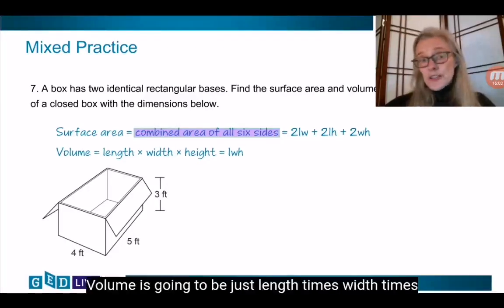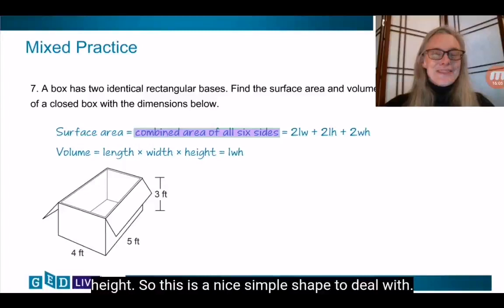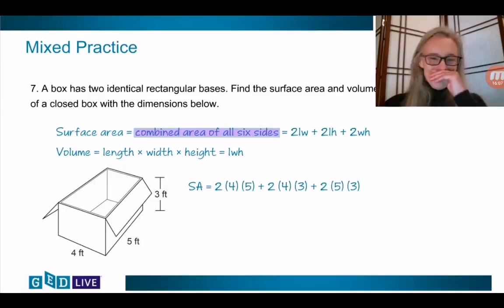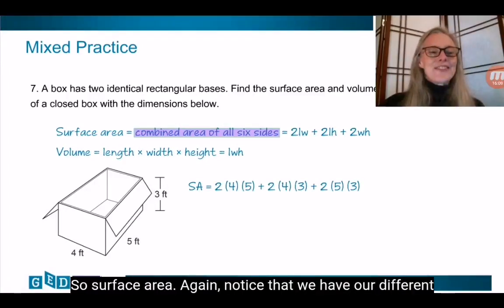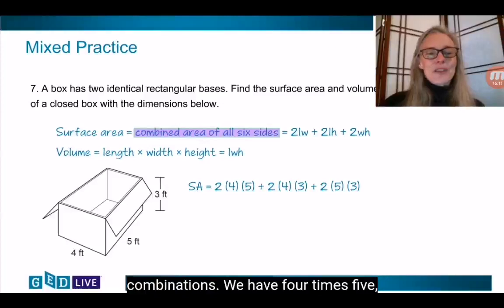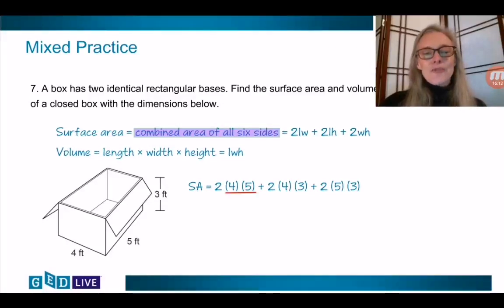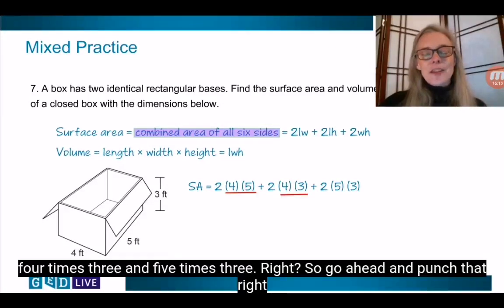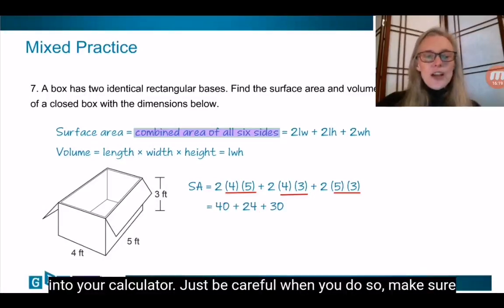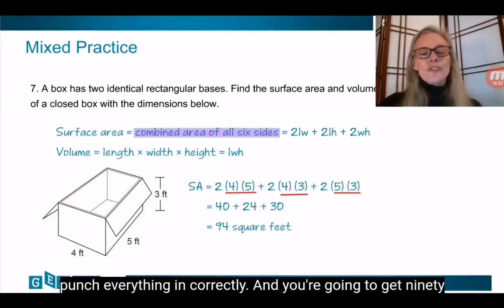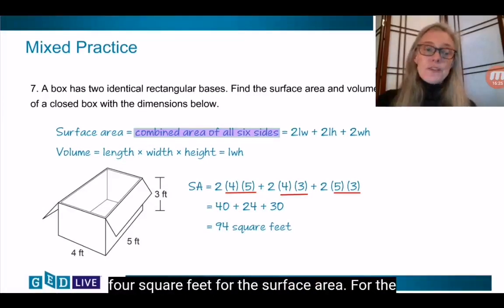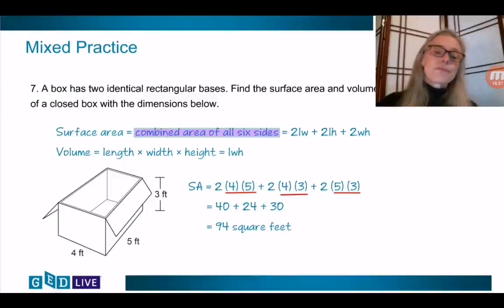Volume is going to be just length times width times height. So this is a nice simple shape to deal with. So surface area. Again, notice that we have our different combinations. We have 4 times 5, 4 times 3, and 5 times 3, right? So go ahead and punch that right into your calculator. Just be careful when you do so. Make sure you punch everything in correctly, and you're going to get 94 square feet for the surface area.